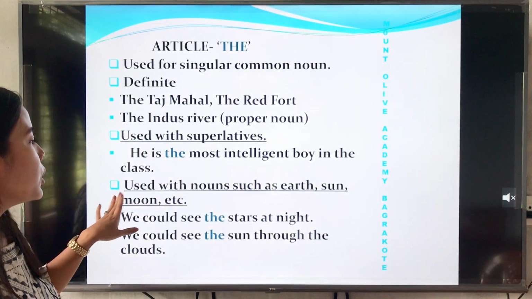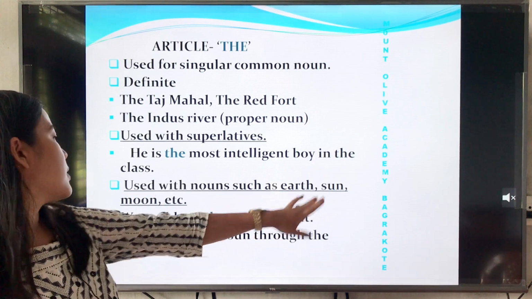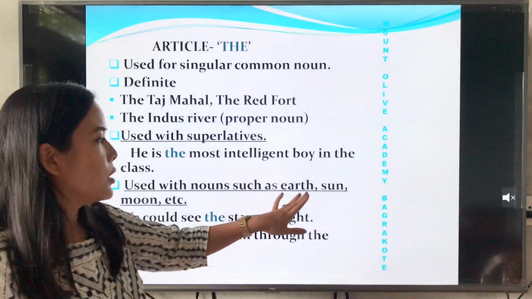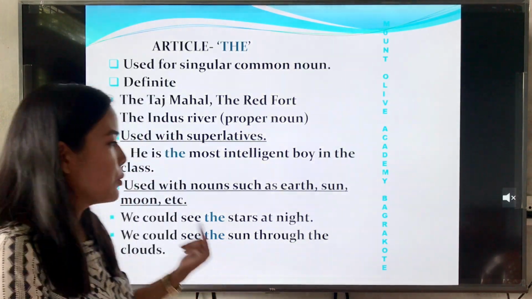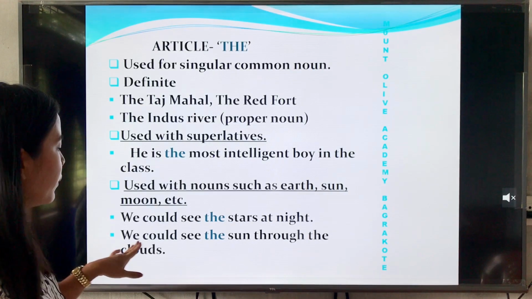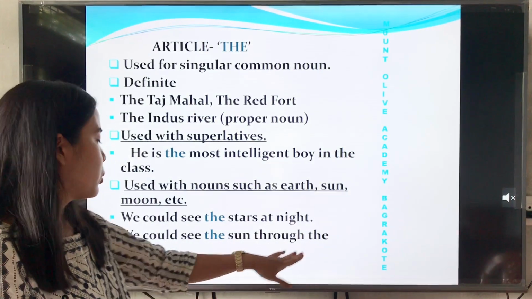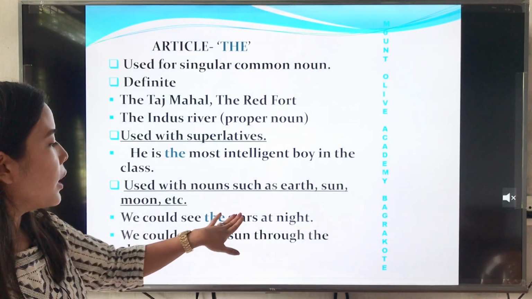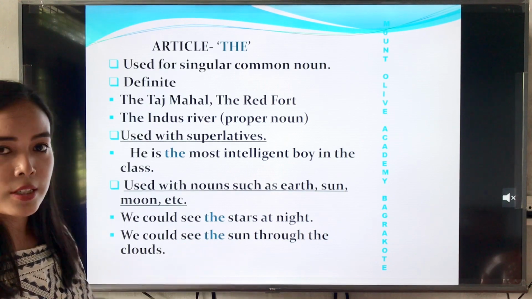Next case, use with nouns such as earth, sun, moon, etc. Okay, earth, sun, moon are also proper nouns. So we will use the. For example, we could see the stars at night. We could see the sun through the clouds. So these are proper nouns. So we will use article the.